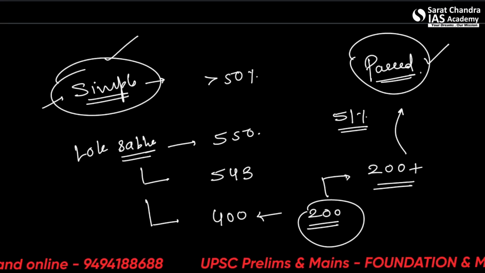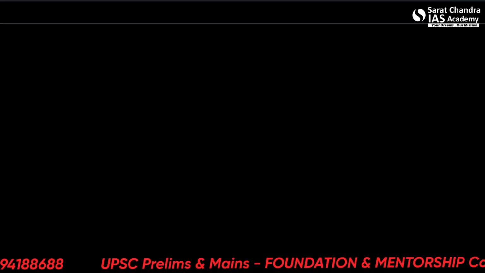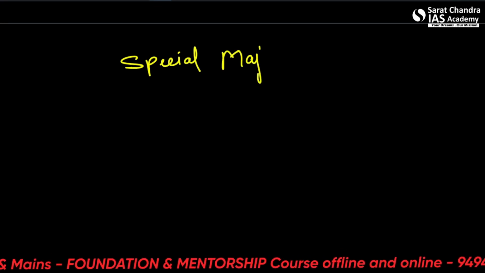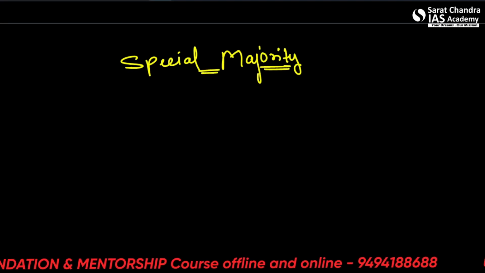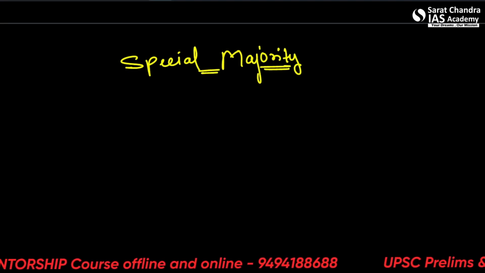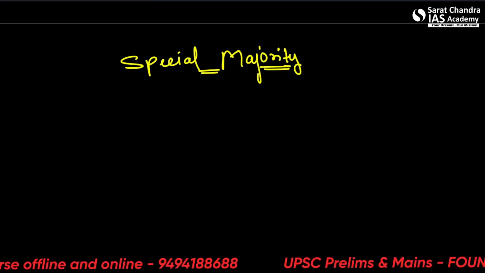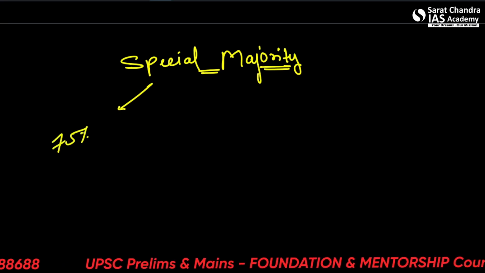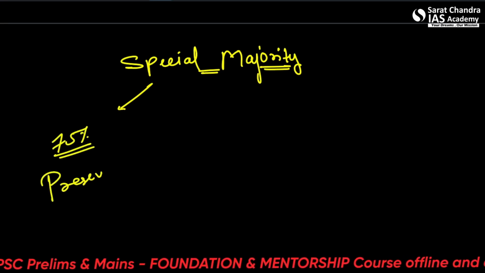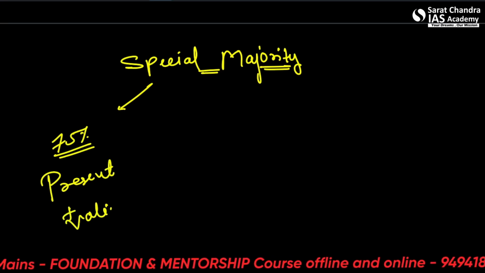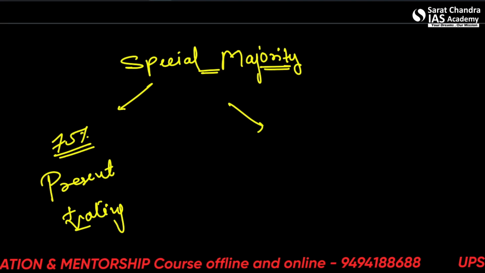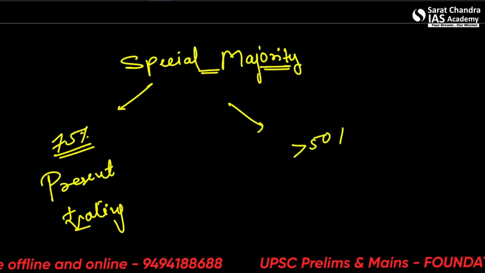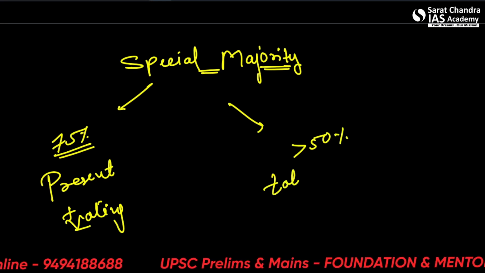Okay, now let's talk about the second type of majority, which is special majority. So what is special majority? A bill is said to be passed if it's supported by a majority of 2/3 members present and voting. So first condition is what? 66% members present and voting. Alright, second condition is what? That overall it should be more than 50% of the total strength of house. More than 50% of the total strength of house.